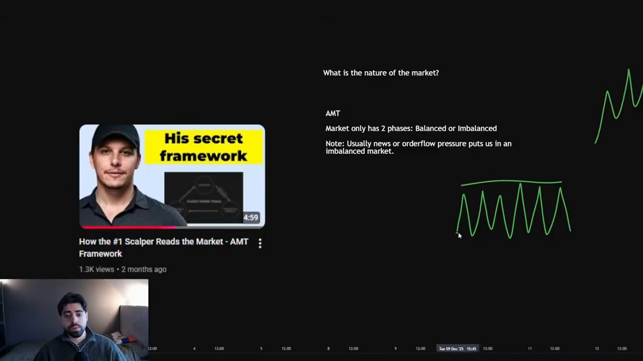So when we transition from a balanced into an imbalanced market, usually it's because of news or order flow pressure. So if the pressure from the big players is long, then eventually we will break out from the balanced area and enter an imbalanced market. But these two are usually the reasons.